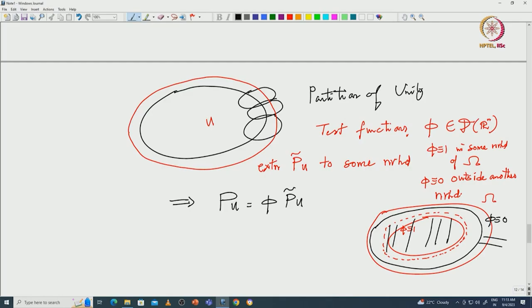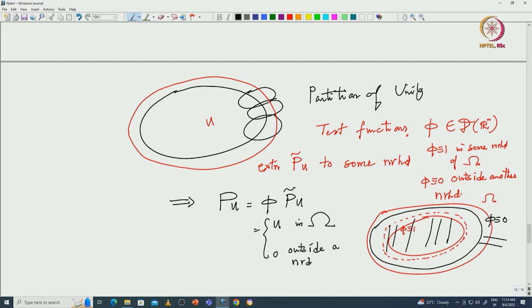Because phi is identically one, P tilde of u is equal to u inside omega, so Pu equals u in omega, and it is 0 outside a neighborhood. So basically you can construct the extension as small as a neighborhood. After that it is 0. From U you can extend to some neighborhood, and then extend it to be 0. These are the kind of things you have to learn, like what is partition of unity, and all these constructions of test functions.